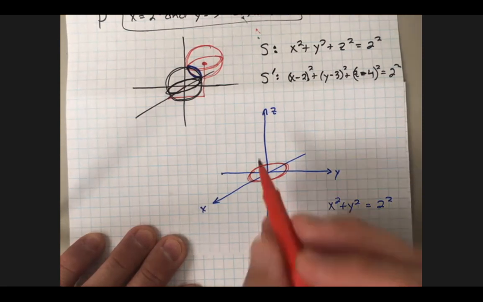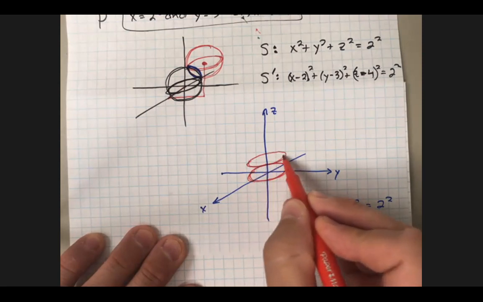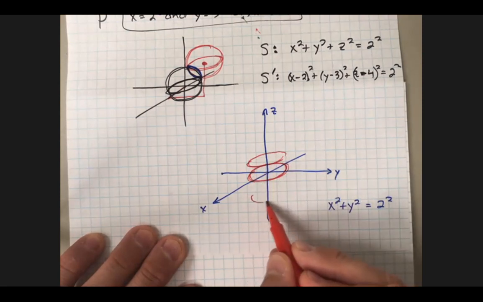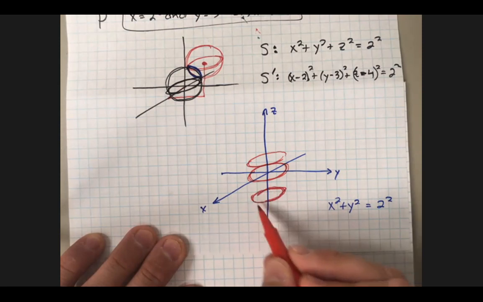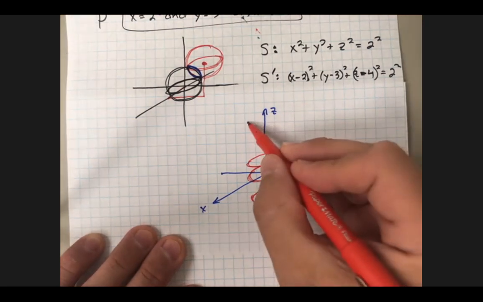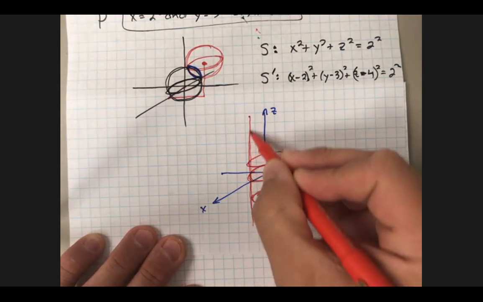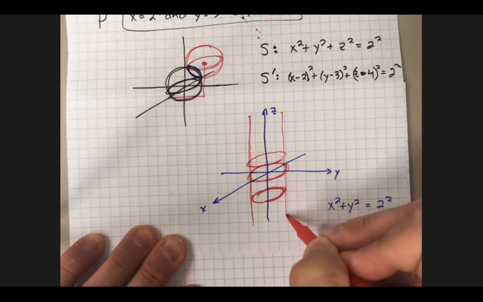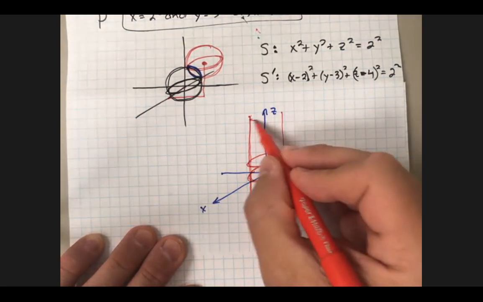I could draw this circle at height z equals 1. I could draw this circle at height z equals minus 2. And I can't draw 2 circles to be the same to save my life. But if you think about this for a while, I could draw a circle at any height I please. And what have I drawn? A toilet paper roll.